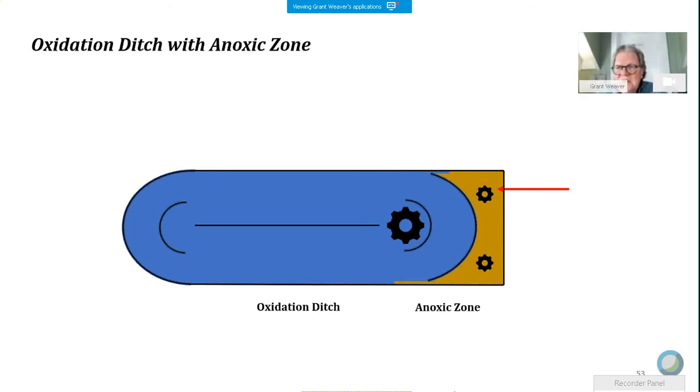Oxidation ditch with an anoxic zone. This is a pretty common design. Same as the other one, except that the anaerobic zone's missing. So this is designed for nitrogen removal, but not designed for phosphorus removal, right? We don't have that anaerobic zone to create volatile fatty acids. We don't have a zone there to introduce the mixed liquor to the VFA-rich environment.